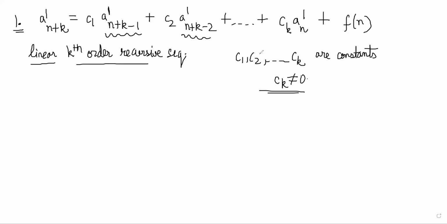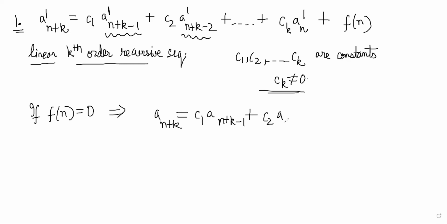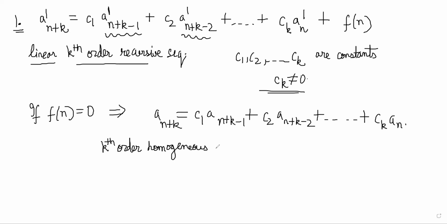One more special case here: if f(n) is 0, the main equation becomes a_{n+k} is equal to c1 a_{n+k-1}, c2 a_{n+k-2}, and so on till ck a_n. And that's it. There are no f(n) terms. This is called a kth order homogeneous linear recursive sequence, which is quite a mouthful, but that is how the definition is.